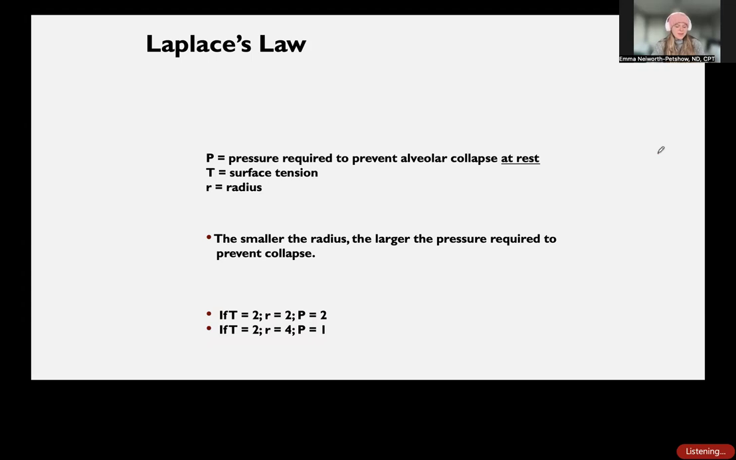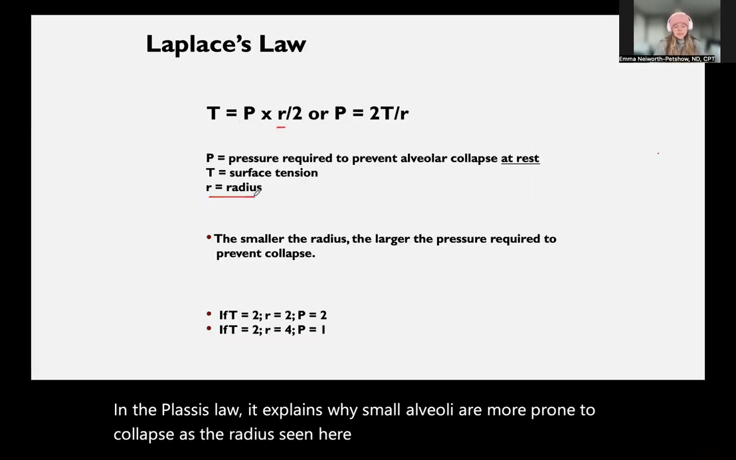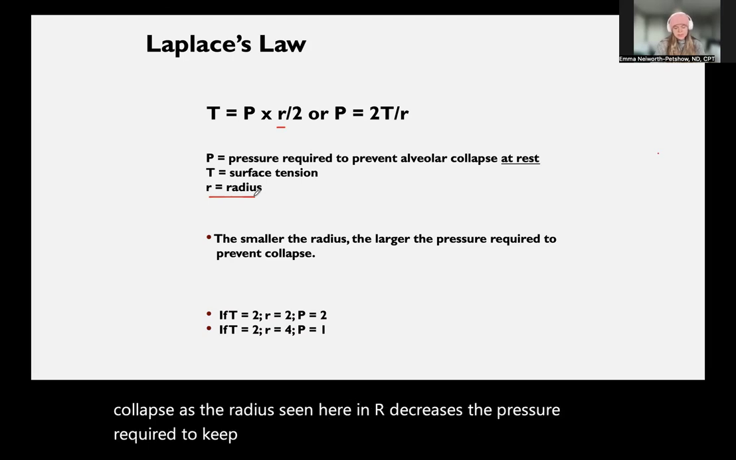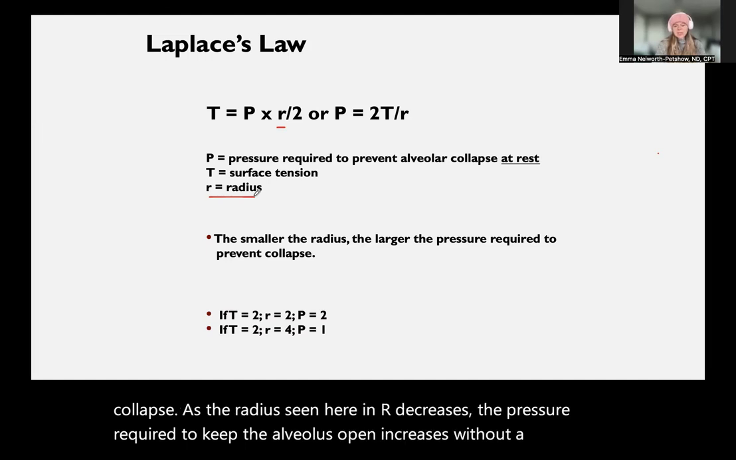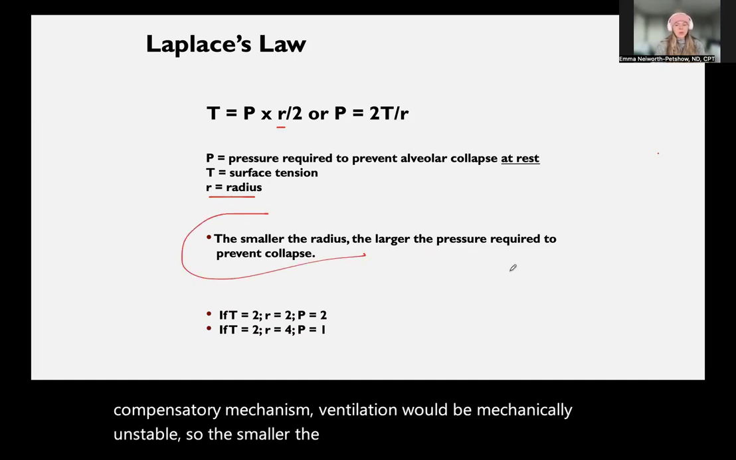Laplace's law explains why small alveoli are more prone to collapse. As the radius, seen here in R, decreases, the pressure required to keep the alveolus open increases. Without a compensatory mechanism, ventilation would be mechanically unstable. So the smaller the radius, the larger the pressure required to prevent collapse. That's Laplace's law.